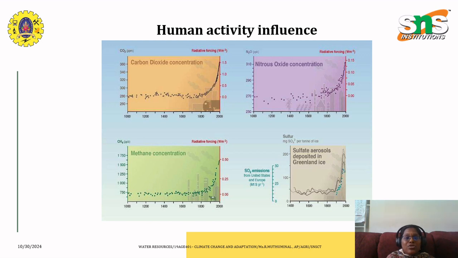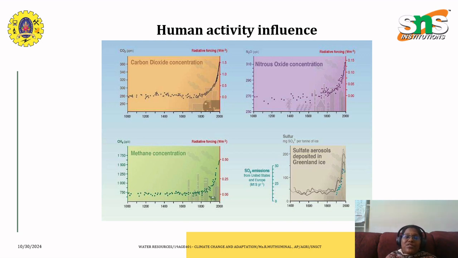And for carbon dioxide concentration, which is shown at the left side of the top corner, the radiative forcing is up to 1.5, which is 100 times greater than that of the nitrous oxide concentration. The level of nitrous oxide is 310, whereas the level of carbon dioxide is 360. The next one we have to concentrate on is methane concentration, shown at the left bottom corner. The radiative forcing is about 0.50, which is more than that of nitrous oxide, and the level of methane is 750 ppm.